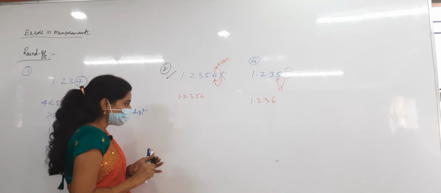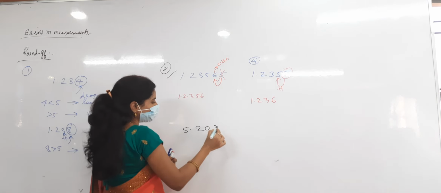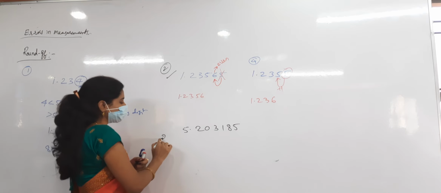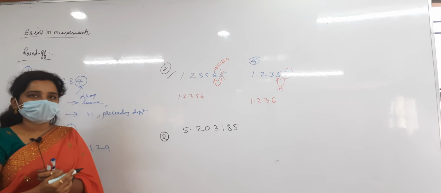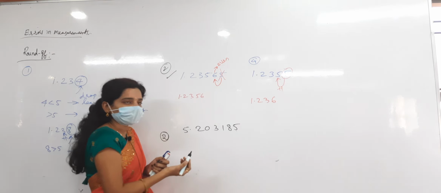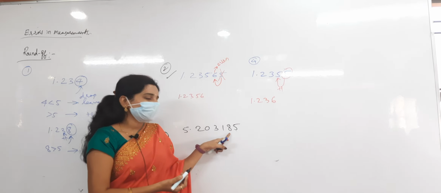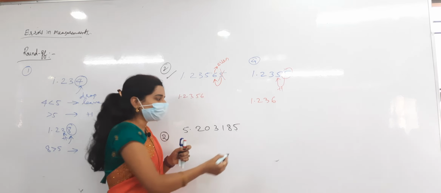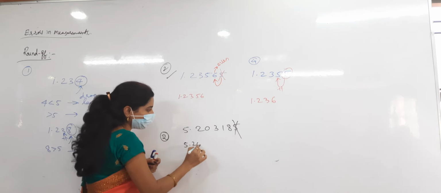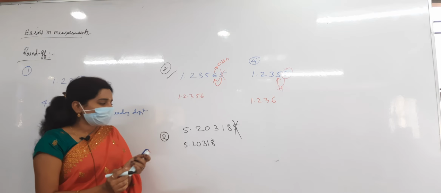See that. I will give another example. Let me say 5.203185. Round off to only two significant figures. How much is it? 5.2. See that. First of all, 5 is there here. Before number is an even number, so you have to drop it and leave the number as it is. So what you have written here is 5.20318. I dropped 5. Then come to the next number.